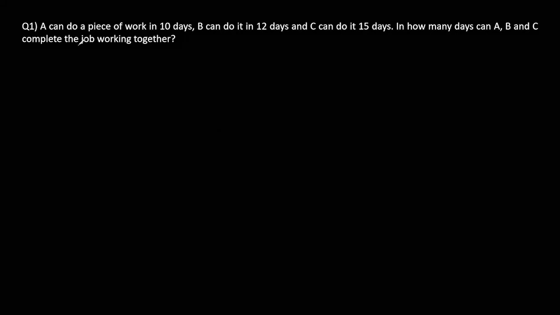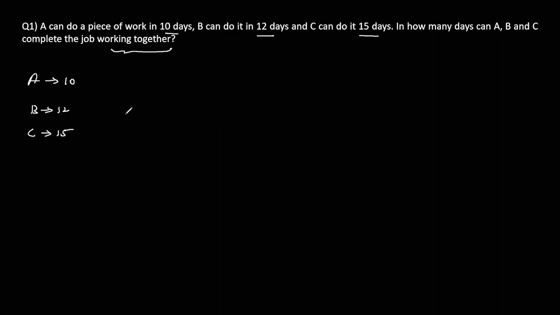2 methods. A can do a piece of work in 10 days, B can do it in 12 days, and C can do it in 15 days. Okay, so individually, A can complete the work in 10 days, B can do it in 12, and C can do it in 15. That's the value which is given to you. Now, in how many days can A, B, and C complete the job working together?